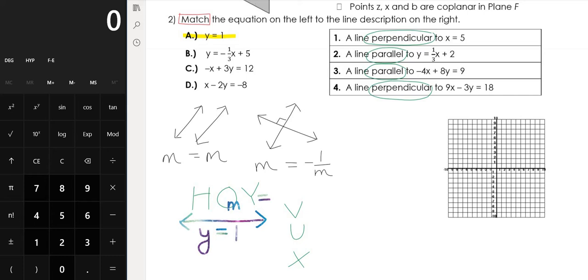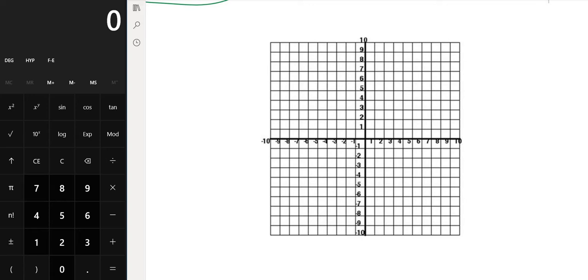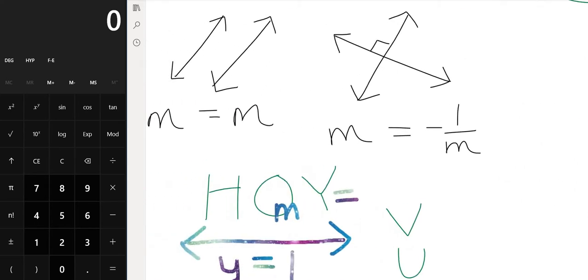On a graph, what that would look like is, let me go ahead and zoom in on that. Y equals 1 would look like a horizontal line that passes through the y-axis at 1. So I always start by going to the y-axis, putting a point where y is equal to 1, and then making a horizontal line that goes through it. This would be the equation y equals 1 for that line. Horizontal line, slope of 0, y equals equation. Okay, so that's what the HOY part stands for.